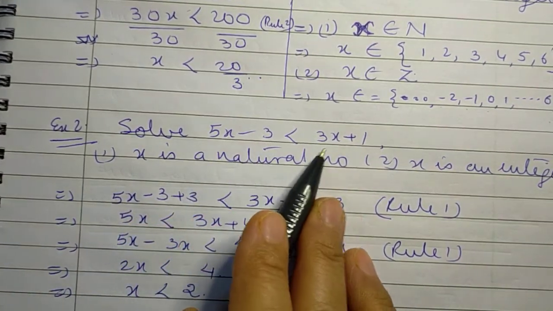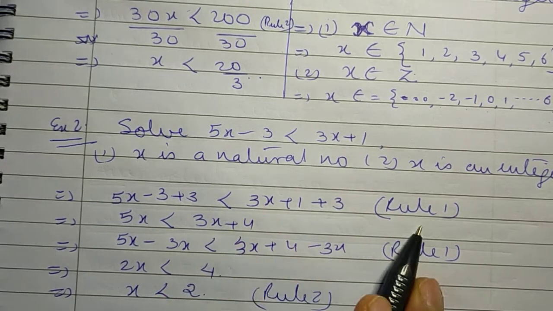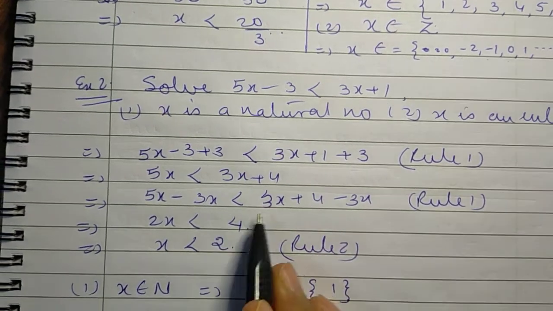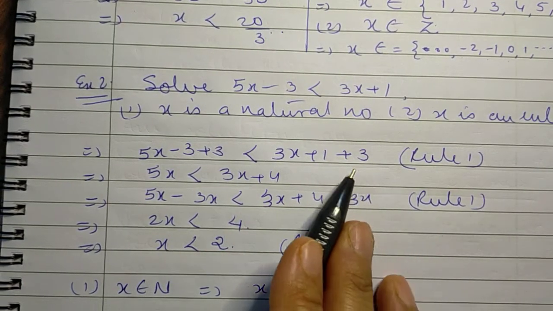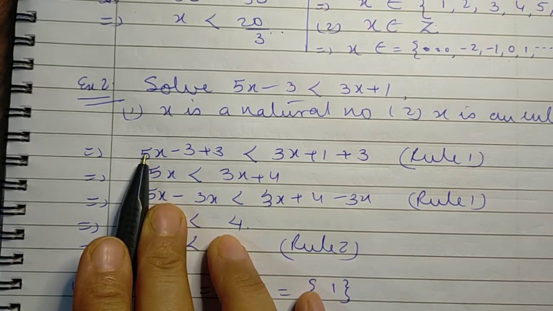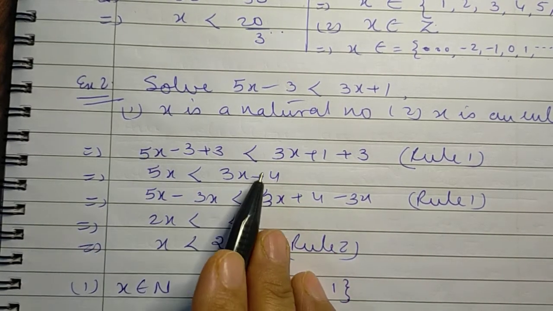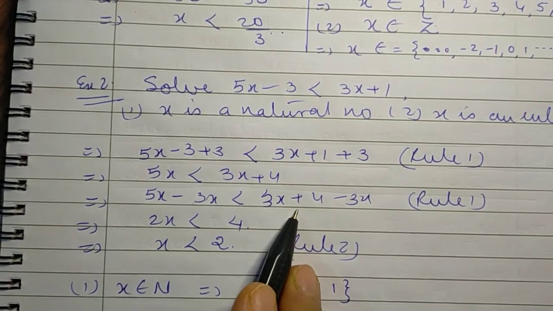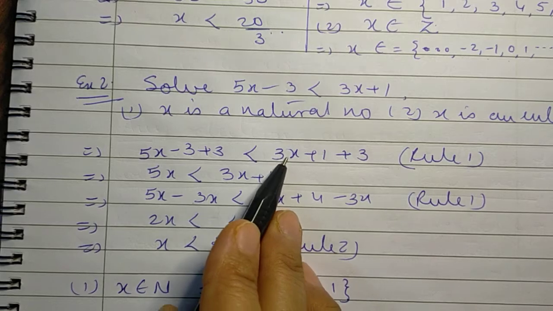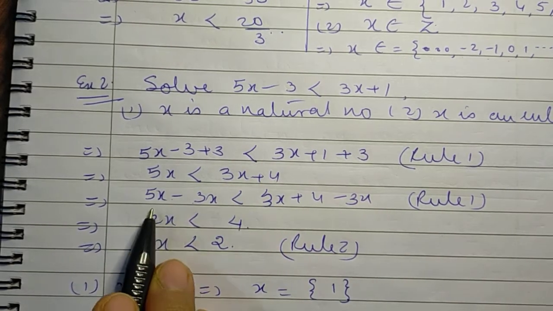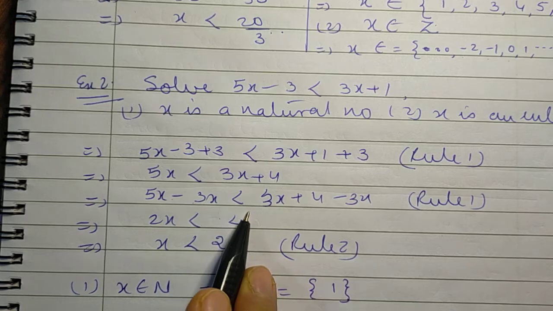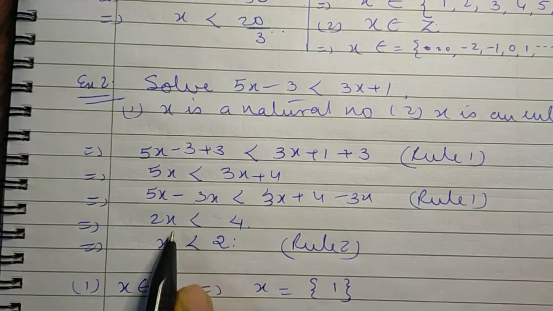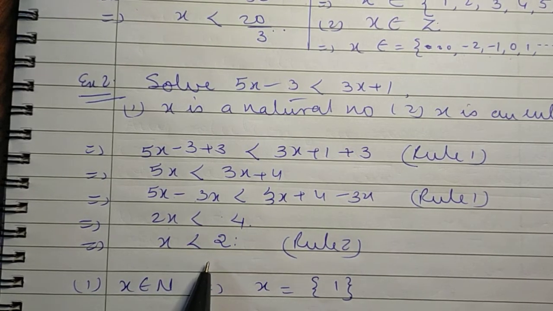5x - 3 < 3x + 1. Using rule 1, we remove the 3 first, so adding 3 to both sides. Again, using rule 1, we just remove 3x from here and bring it to this side. So either you subtract 3x from both sides, or we can also say that we are bringing 3x to this side and it becomes negative. So 5x - 3x < 4, that is 2x < 4. Applying rule 2, divide both sides by 2, you get x < 2.